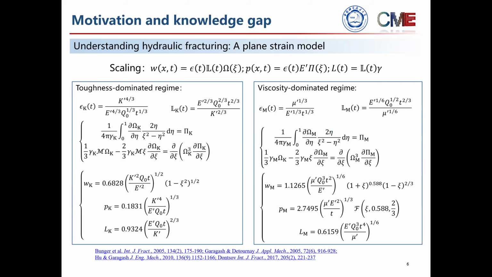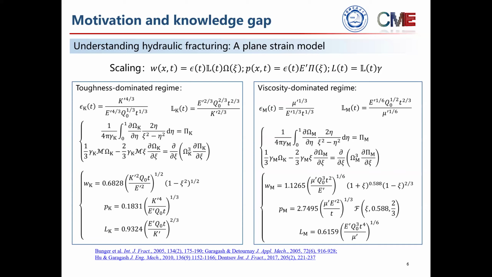For the plane strain model, the two limiting regimes can be written in a familiar self-similar form in the KGD model. On the left is the toughness-dominated solution, and on the right is the viscosity-dominated solution with a different set of scalings. I do not want to go through every coefficient on this slide. The key point is structural. In a homogeneous material, the scaled opening and the pressure profiles can remain invariant while the fracture grows. This means that one evolving length scale is sufficient to describe the geometry of the hydraulic fracture.